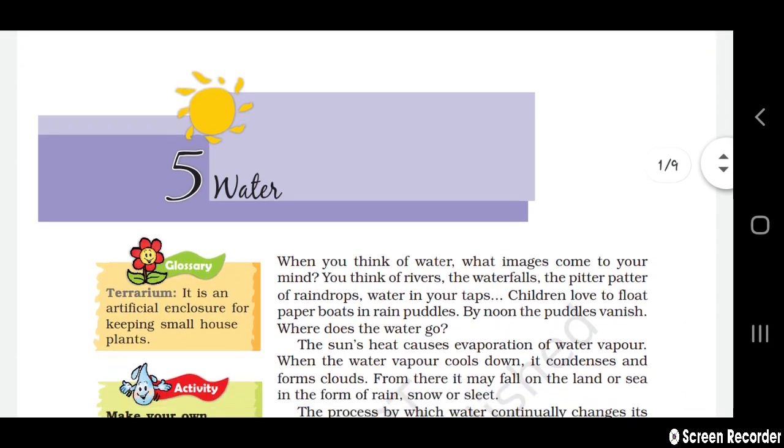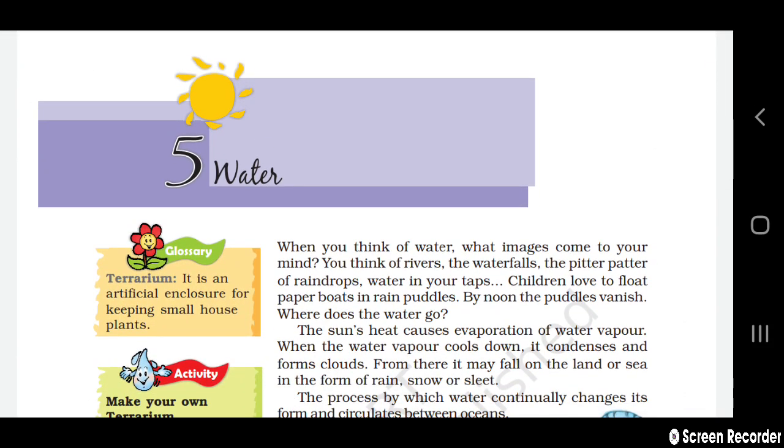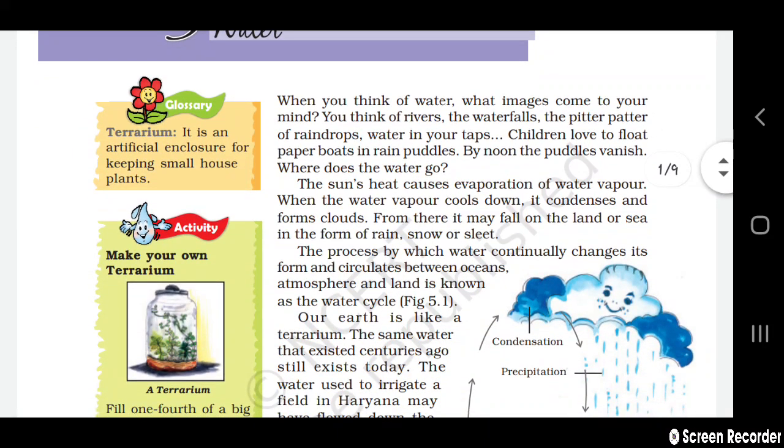So today I'm going to explain the 7th standard social science, geography 5th chapter, that is water. When you think of water, what images come to your mind? You think of rivers, waterfalls, the pitter-patter of raindrops, water in your taps. Children love to float paper boats in the rain puddles, and many other things you see.